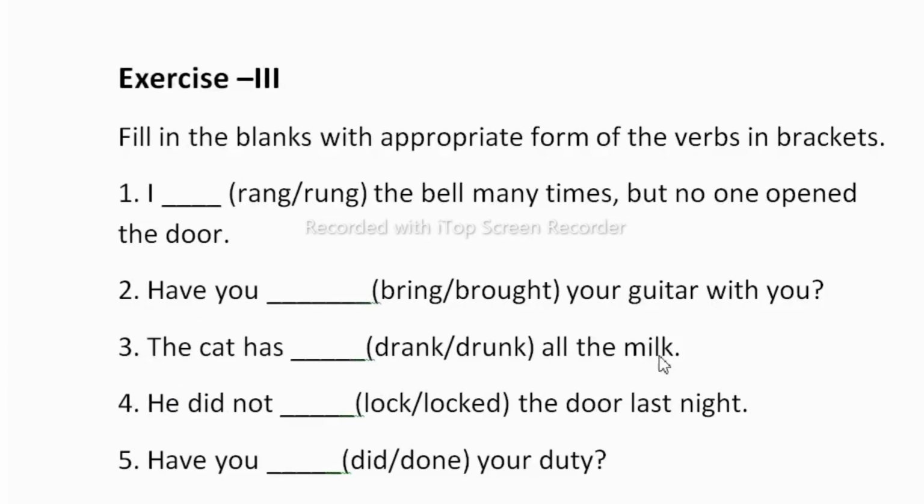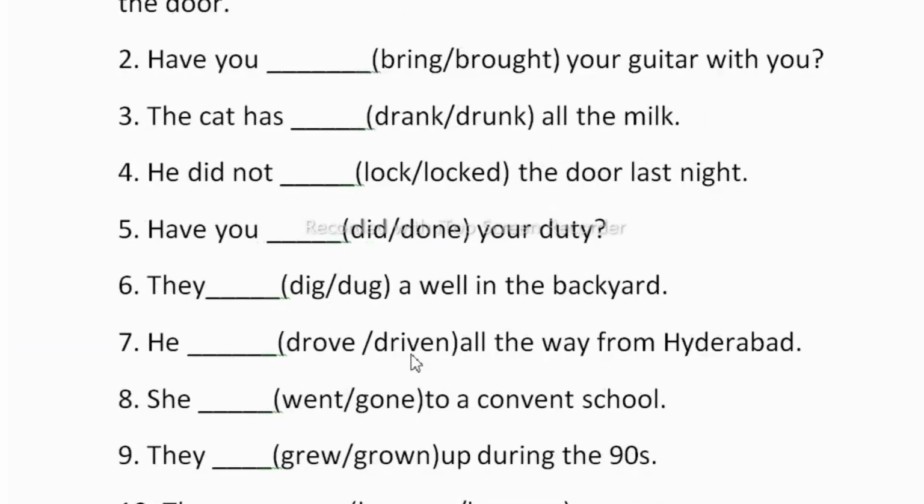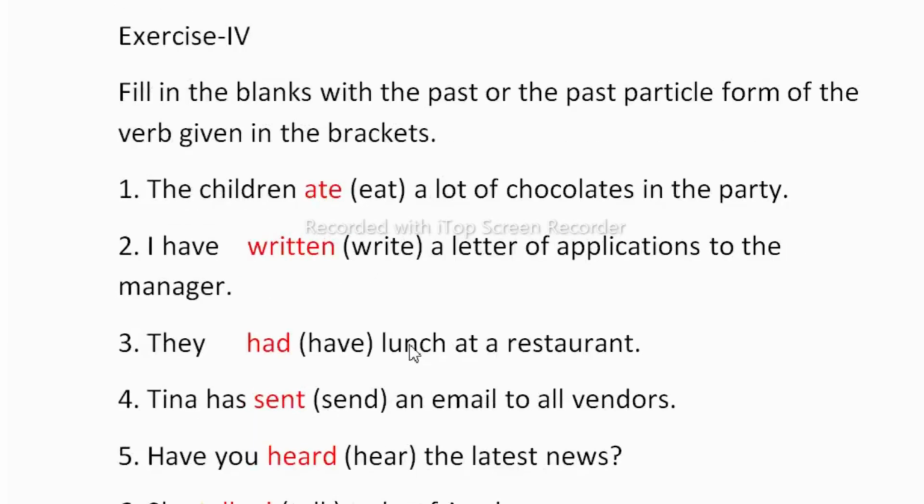And in the third exercise you have to choose V2 or V3 according to the sentences. If the have form is there in the sentence, you have to use V3. If no have form is there, you have to use V2. And in the fourth exercise it is also the same. V1 is all given here to you. You have to choose V2 or V3, depending on the sentence. If the have form is there, then you have to use V3. If no have form, then you have to use V2.